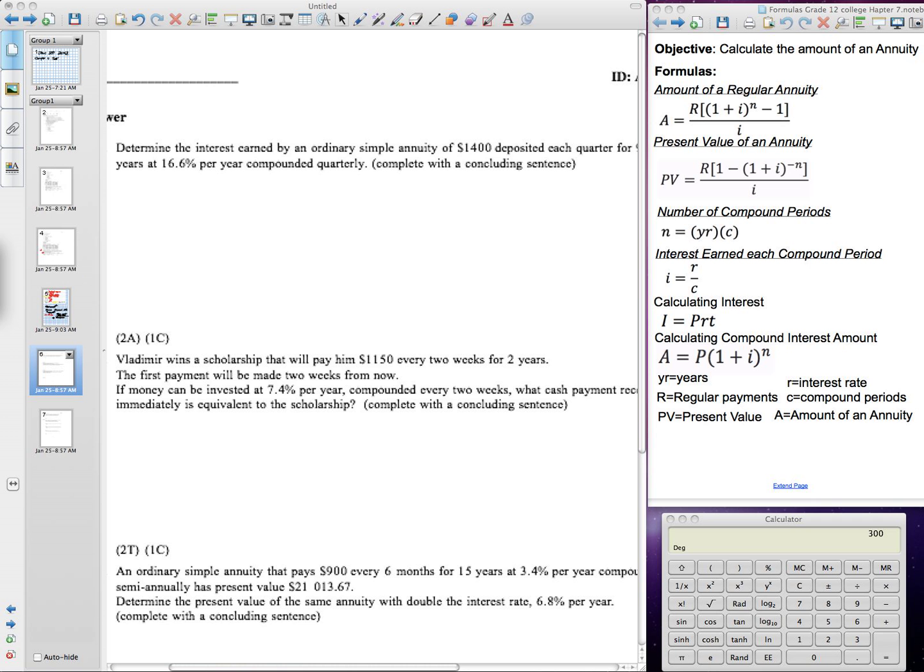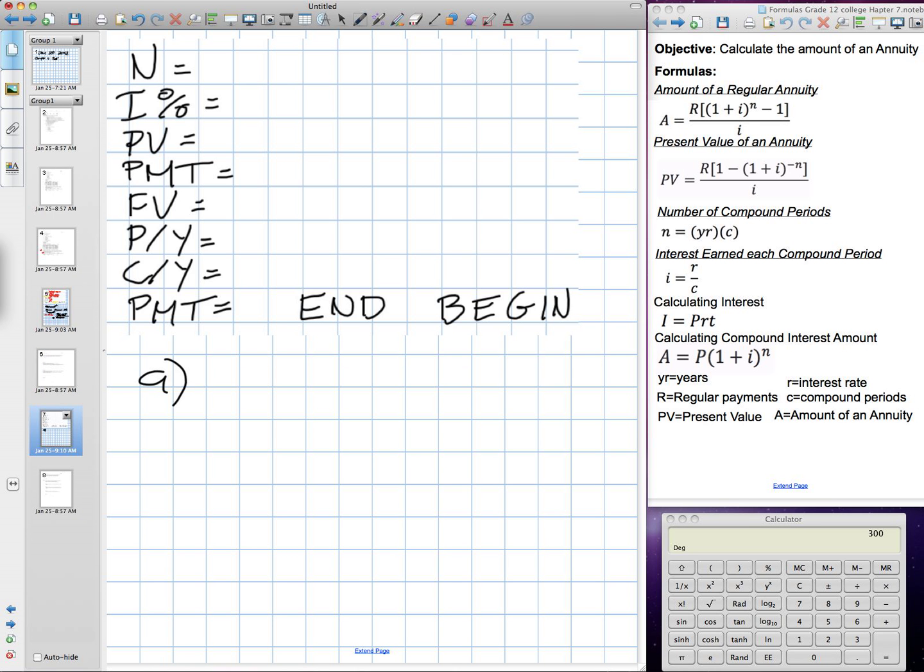So number 9 says, determine the interest earned by an ordinary simple annuity for $1,400 deposited each quarter for 9 years at 16.6% per year compounded quarterly. Okay, so like we talked about, you guys could use one of these two. These are annuities. Now, do they want the present value of this amount, or do they want the future value of what this money will be worth down the road? Future. So that means we're looking for our A. This would be the formula we could use if we were to do this by hand. If we're going to put it in our calculator, we'll put the same thing.